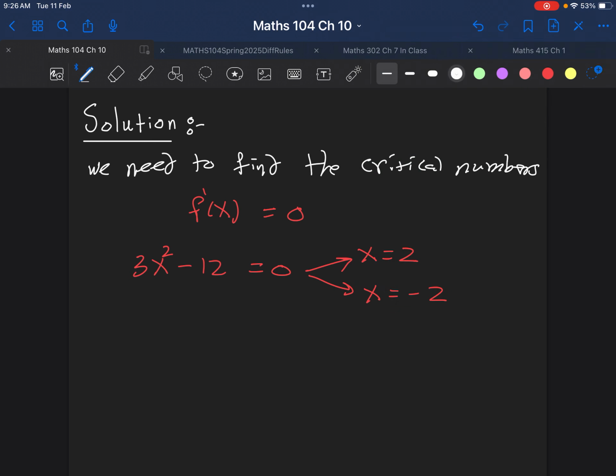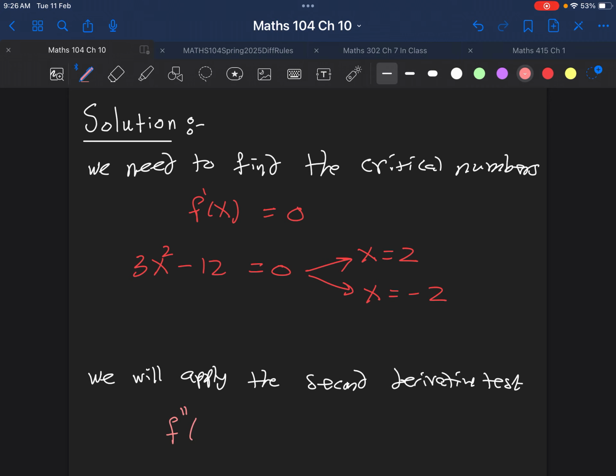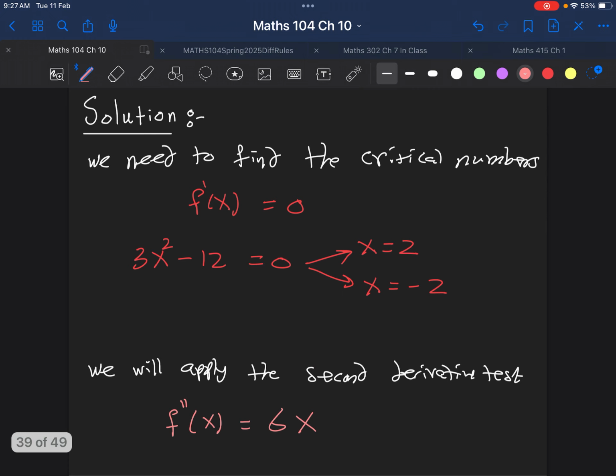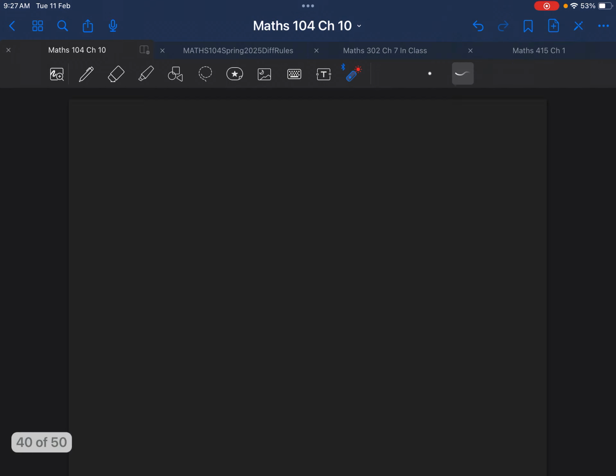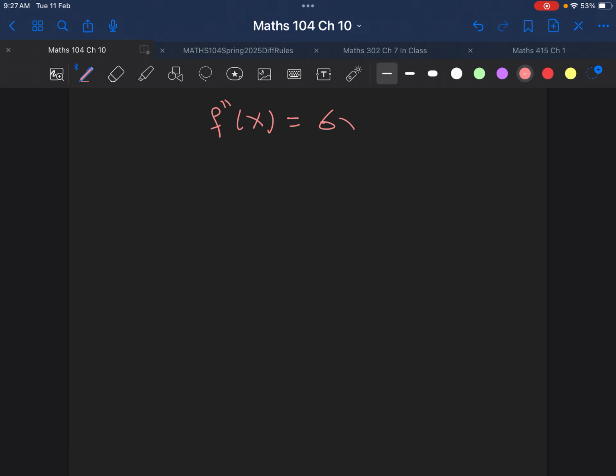Let's go ahead and find the second derivative. Let me write down what we need to do: we will apply the second derivative test. What is the second derivative test? It means we need to find the second derivative, and the second derivative is just 6x. So we will substitute 2 in the second derivative and check the sign of this.